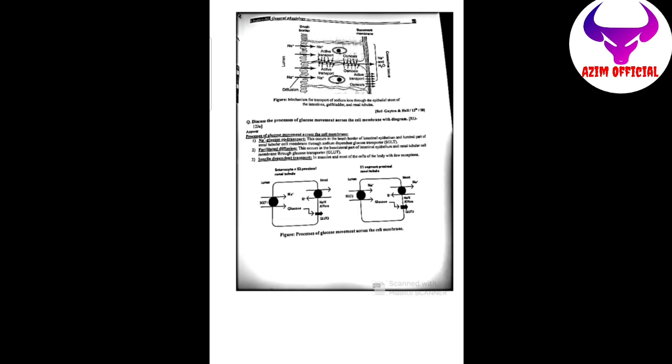Glucose is transported here by 3 systems: sodium glucose co-transport, another is facilitated diffusion, another is insulin dependent transport. Isn't it? The sodium glucose transport is carried out by the sodium dependent glucose transporter, and facilitated diffusion by the glucose transporter, GLUT. We have GLUT 1, 2, 3, 4. This GLUT helps in facilitated diffusion and insulin dependent transport. It occurs in muscles and most of the cells of the body, with few exceptions.